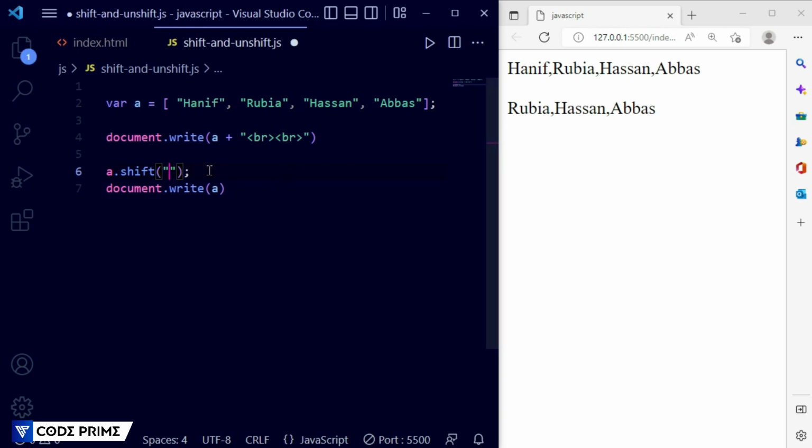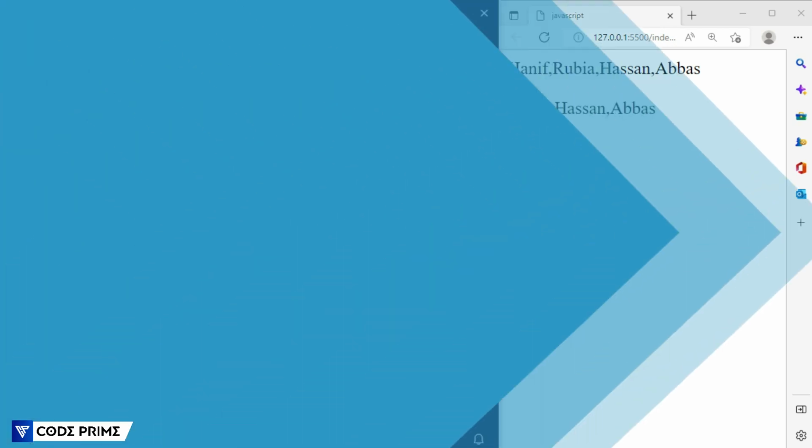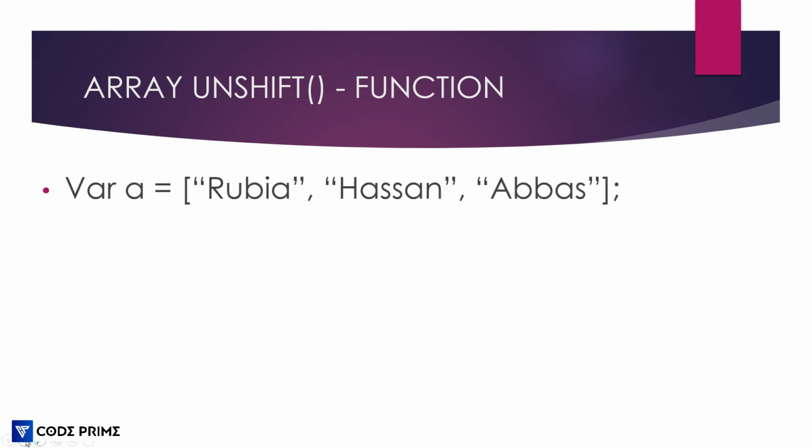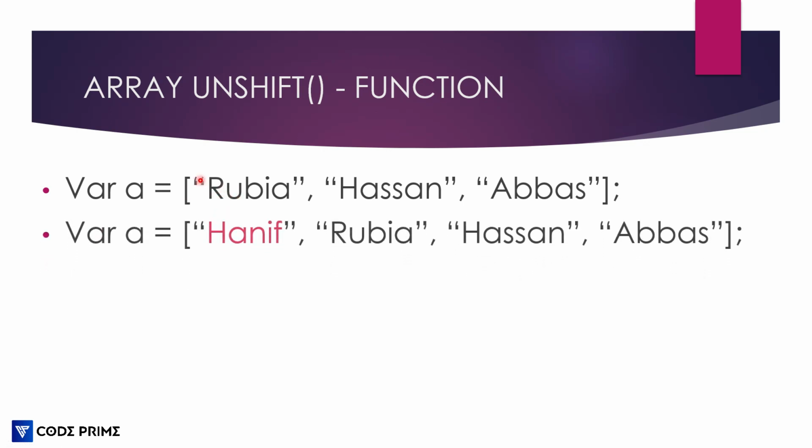Or if we write a different type of name, whatever I am writing over there, it will also be removed, because the shift function by default removes the first element of the array. So this is basically totally different from the unshift function. The shift works for removing the first value of this array, but unshift works for adding a first element.